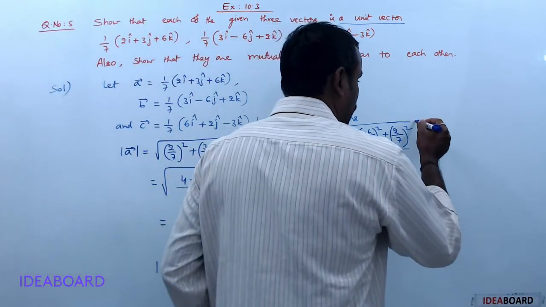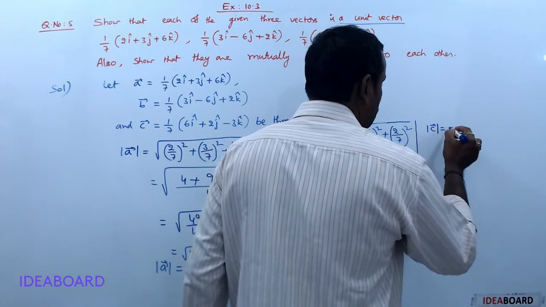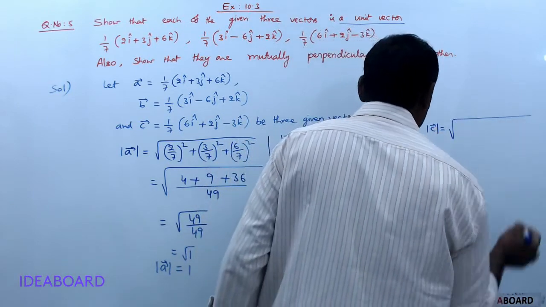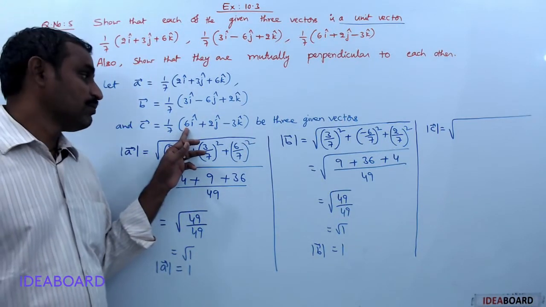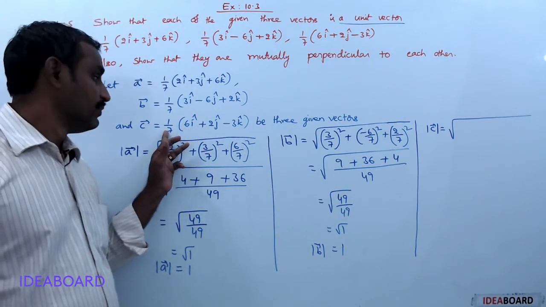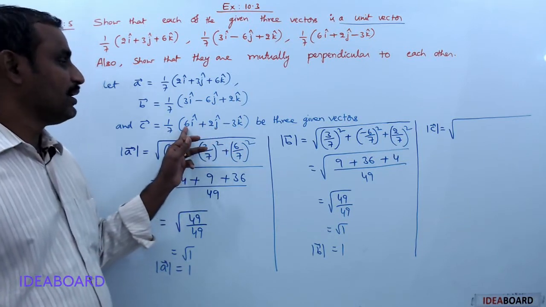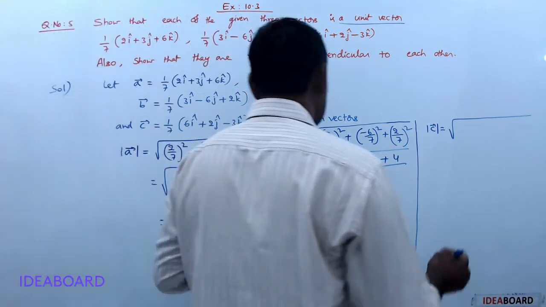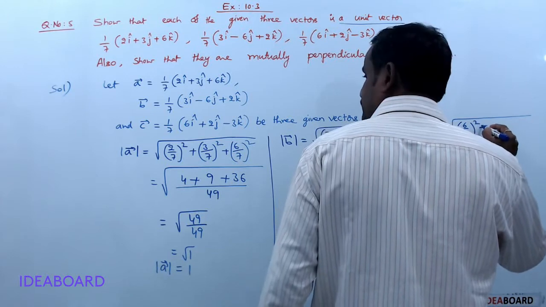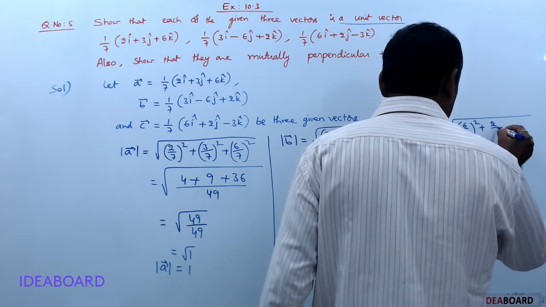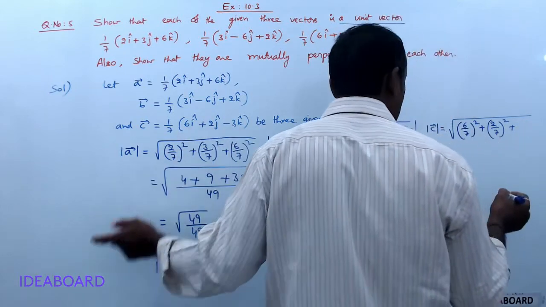Now the third vector, mod of C bar. Mod of C bar is equal to under root. Similar procedure like A bar and B bar. Here also each scalar component is multiplied by 1 by 7. Then each scalar component is squared and added. So now (6 by 7) whole square plus (2 by 7) whole square plus (minus 3 by 7) whole square.